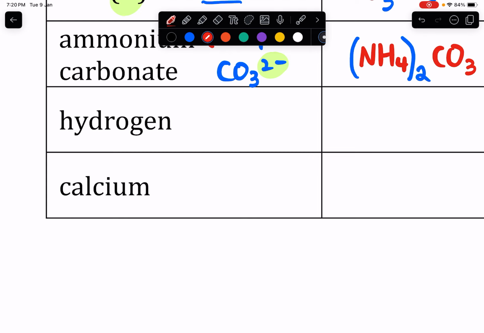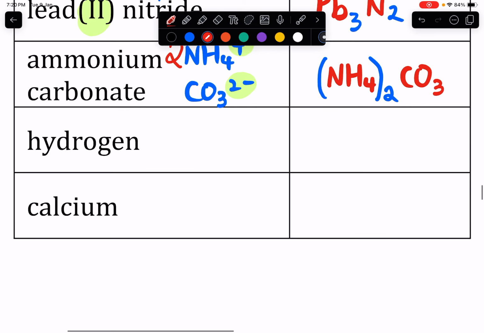Next, hydrogen. Recall that we mentioned that hydrogen is one of the elements that will exist as a diatomic molecule. That is to say, it will exist as H2. That's it. Next, calcium. Now, if it's not stated that it's a calcium ion, calcium by itself exists as a metal. And for metals, we just need to write their formula as per their chemical symbol, Ca. Don't need to write any charge unless it's stated that it's an ion.